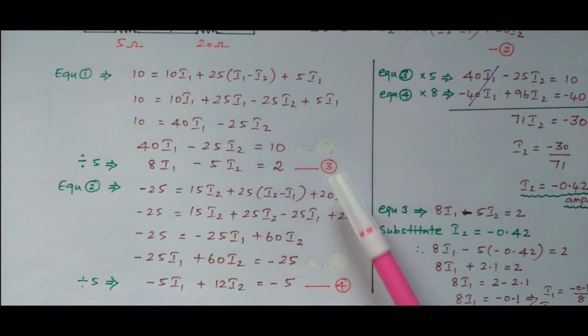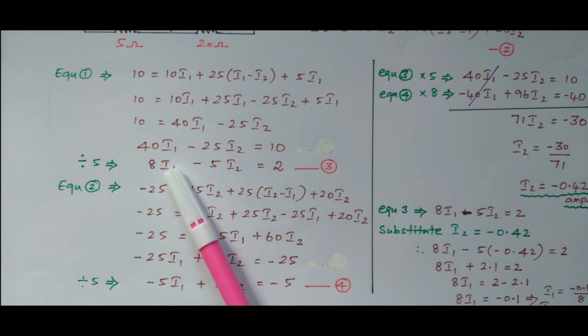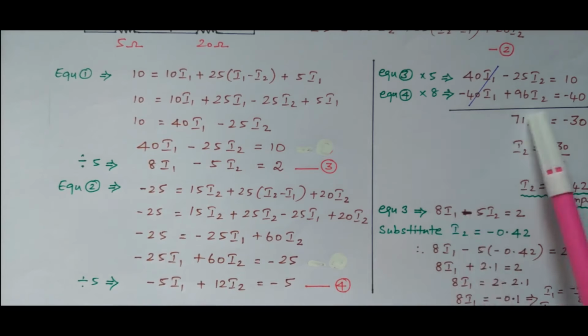Now we got equations 3 and 4, the simplified forms of equation 1 and 2. By solving these two equations, we can find the values of I1 and I2. How to solve this? We can cancel any one term, either I1 or I2. Here 8 I1 is available, here 5 I1 is available. So we can multiply equation 3 with 5, equation 4 with 8, so that we'll get 40. So we can cancel the term I1, right?